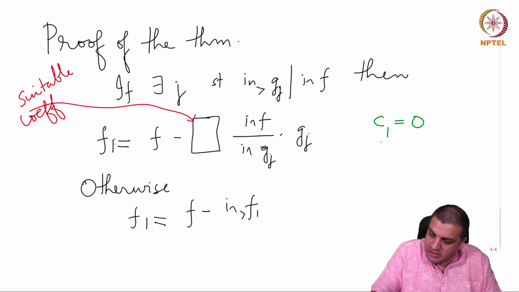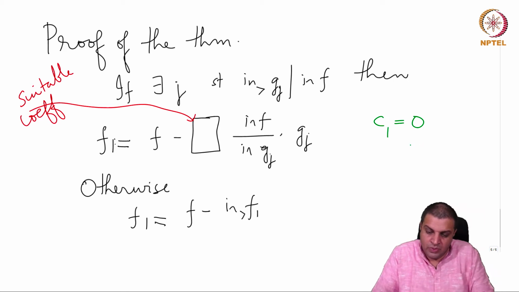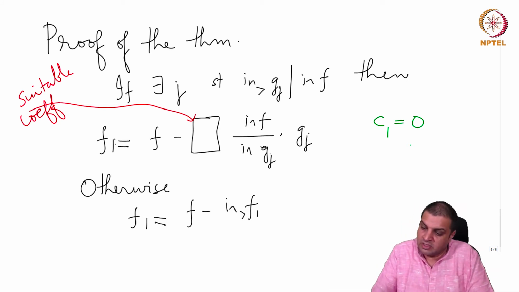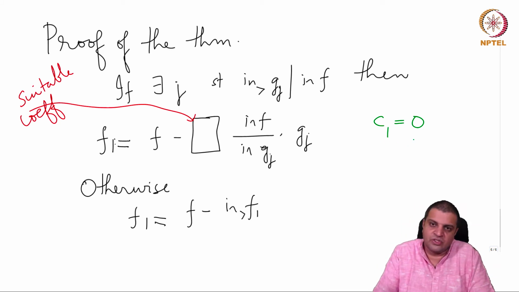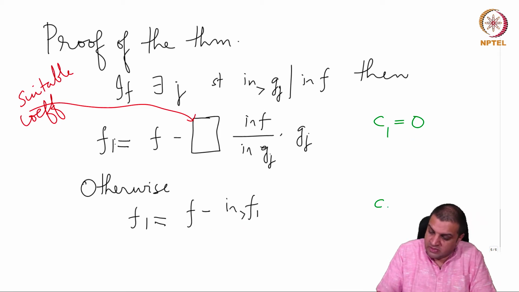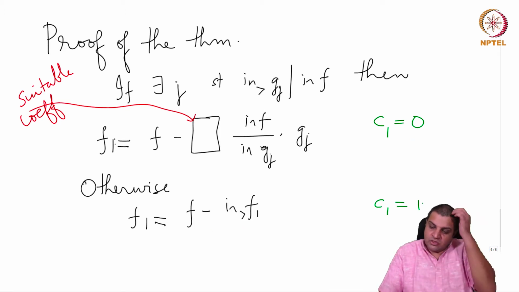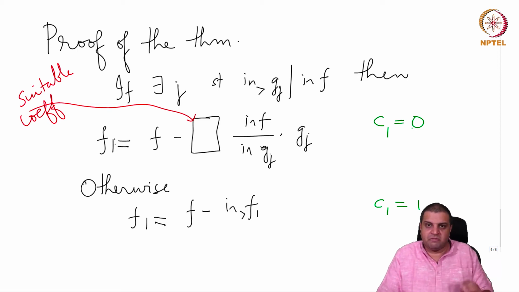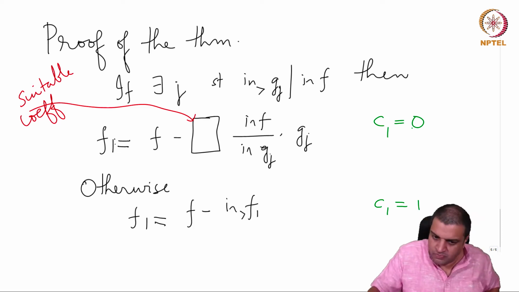So we will denote that we cancel the leading term by a suitable Gj. That statement we will keep track of by writing C1 equals 0. And this one we will denote by saying C1 equals 1. There is no significance to the numeric value 0 or 1, which is just a binary value. One has to just keep track of what we did to go from f to f1.